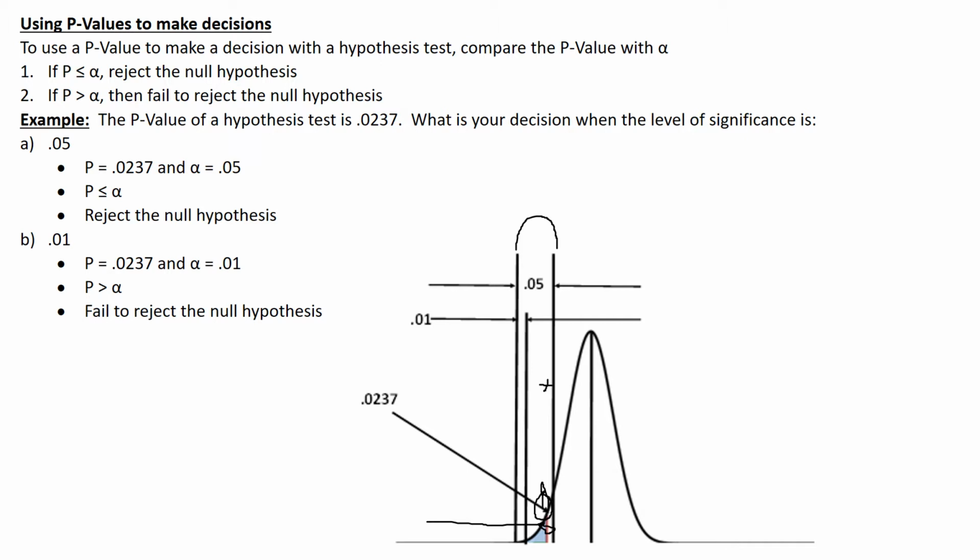But what if I got 0.0237 as before, but my alpha is 0.01? Well, now it's on the inside, so I would fail to reject it.